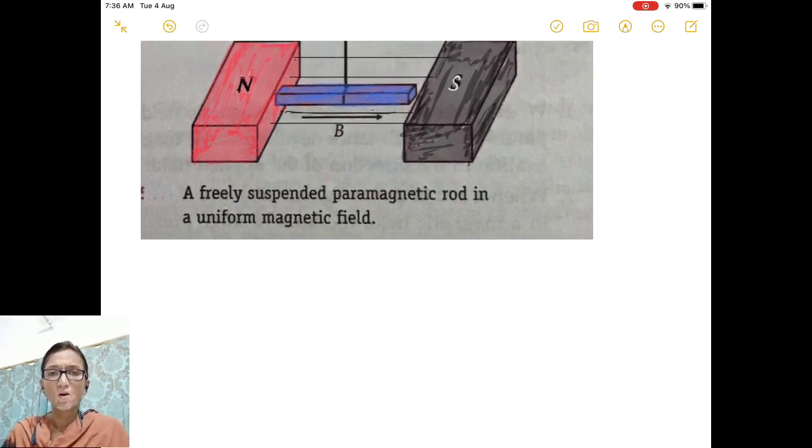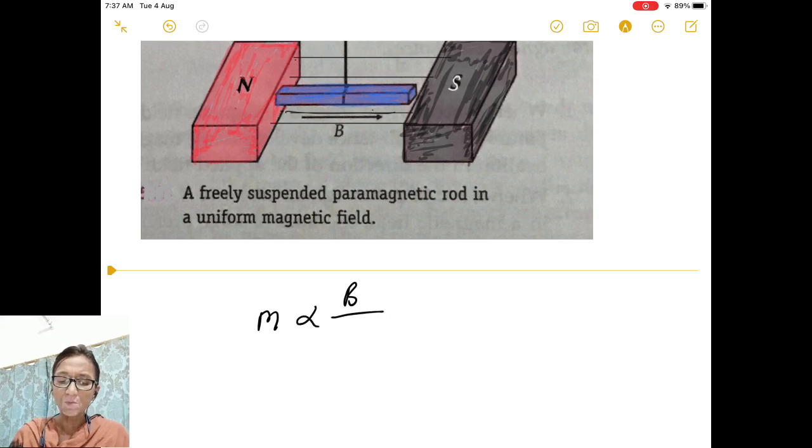So this was all about paramagnetic material. There are some examples I have shown already: calcium, sodium, chromium, all these are paramagnetic materials. And also oxygen gas at STP is a paramagnetic material. Now magnetization does not wholly depend on the external magnetic field. It is also inversely proportional to absolute temperature.